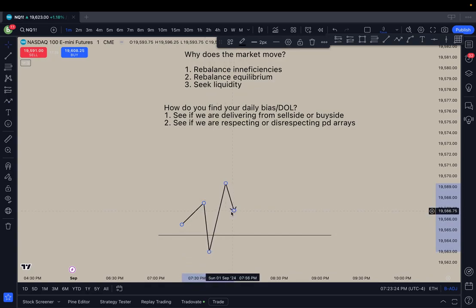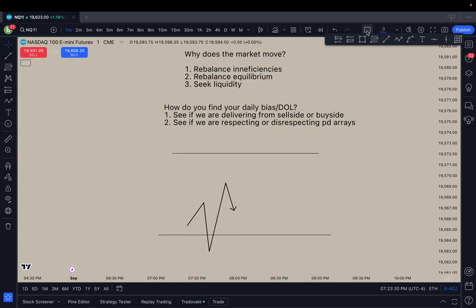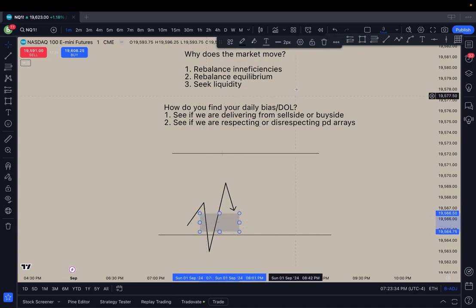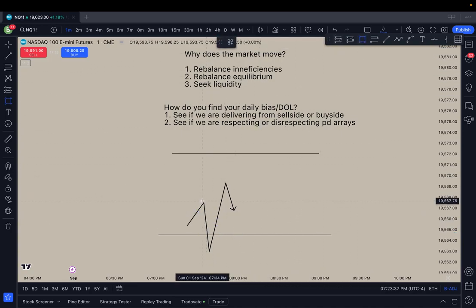And now we have a bullish PD array. If we are going to be bullish, I would like to see this get respected, right? This got disrespected, right? There was probably some sort of bearish PD array here. This got disrespected. Nice. So now I want to see this bullish breaker block, this unicorn model, right? This is a breaker block.